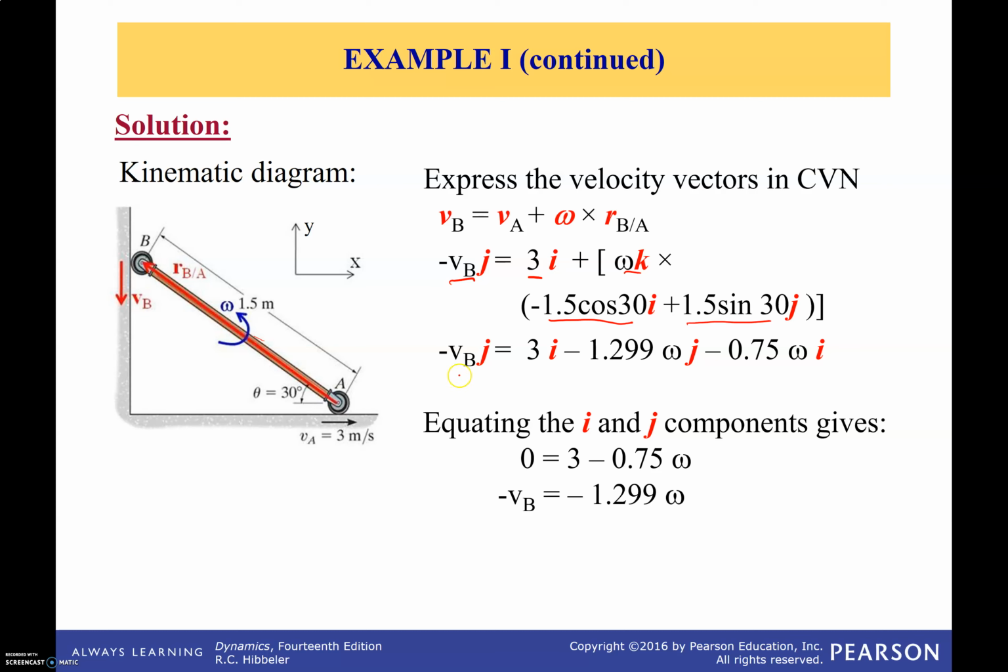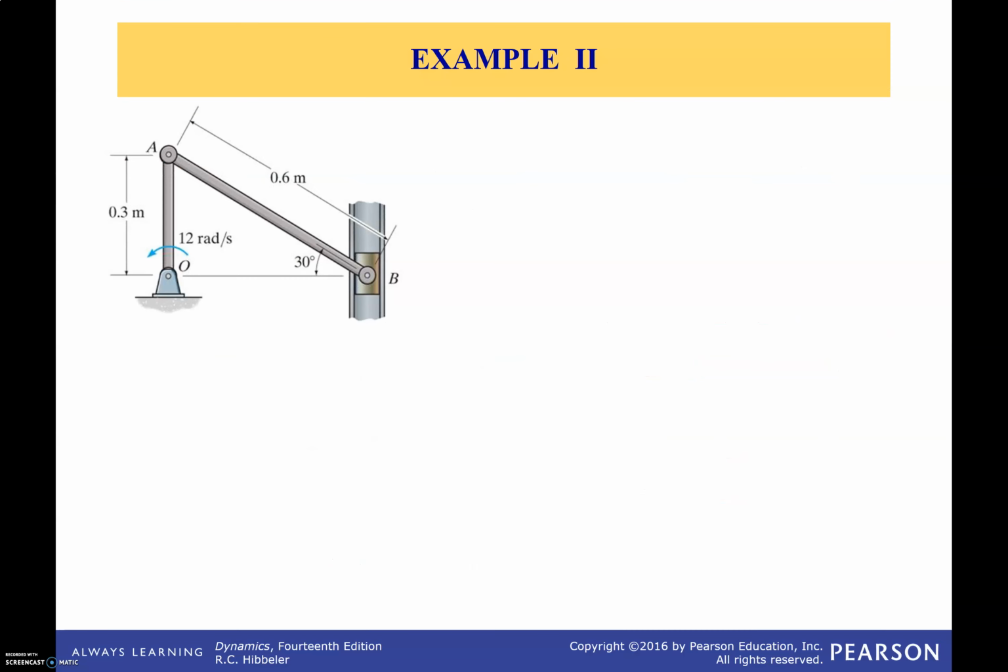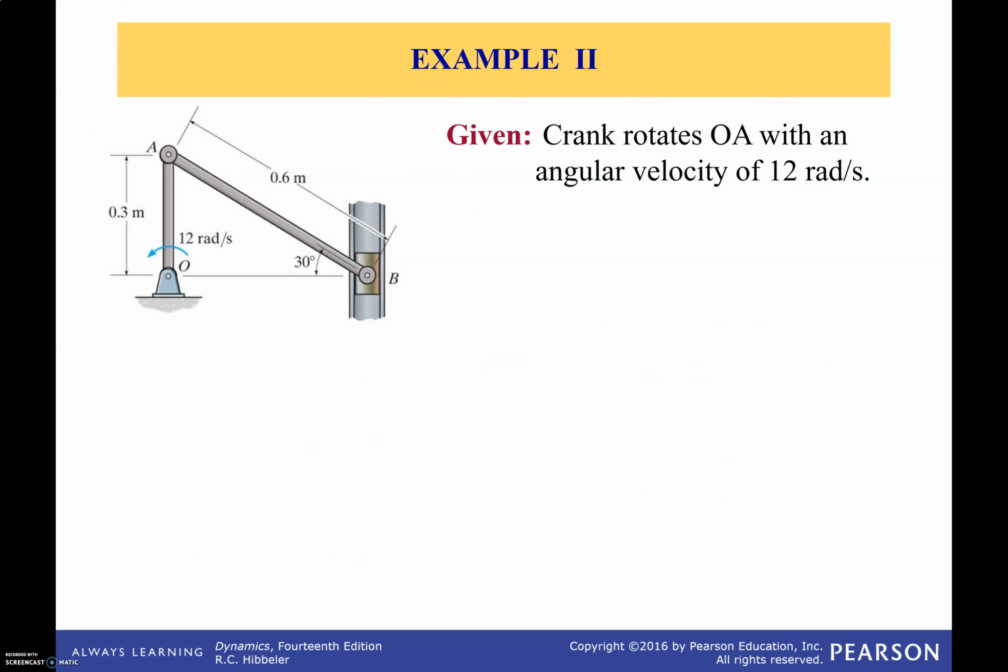So after that, we can write the whole equation in ij components. So this is the velocity of B, velocity of A, and omega cross R of B relative to A. And now you can see here that we have two equations, one for the x and one for the y component, and we can solve the two and then find a solution for that. Let's look at another example here, right?